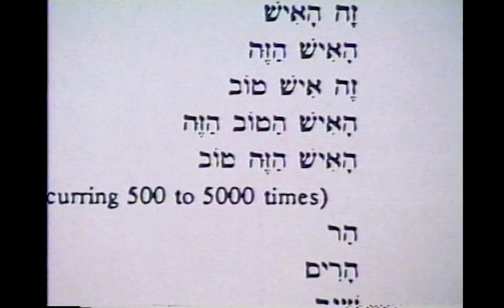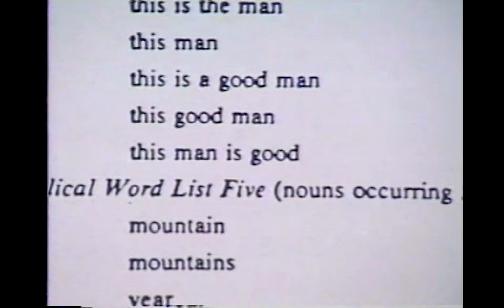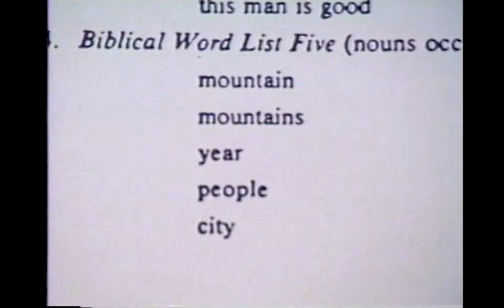And if we move down and just catch the last one down there, this man is good, that'd be Ha'ish, Hazeh, Tov. We're saying the man, this one, is good. So this man is good. All right, that's all of the adjectives. Now let's go down to our next biblical word list.